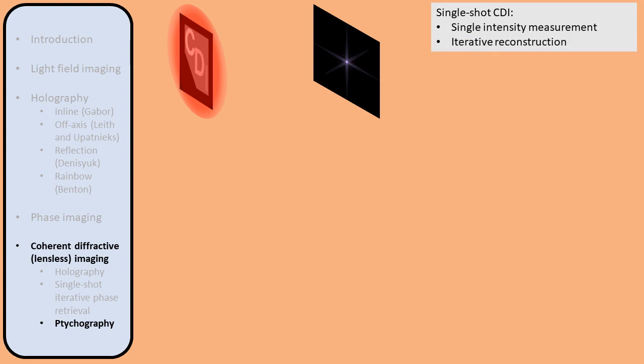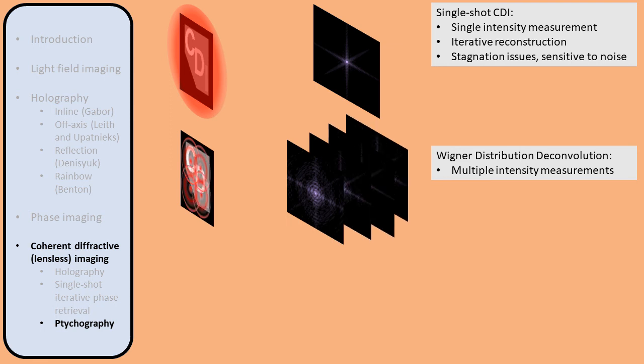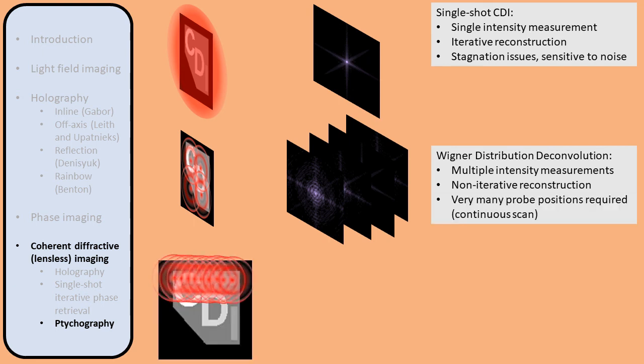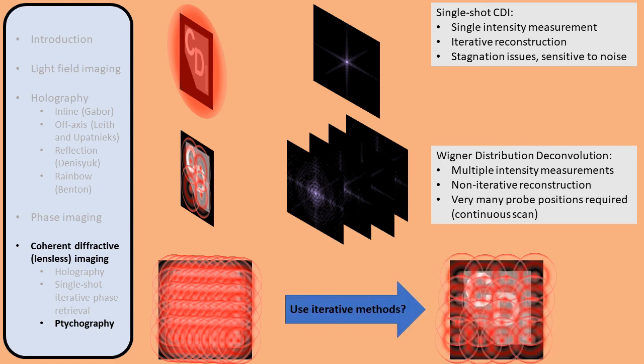So we've seen that with a single intensity measurement and a support constraint, we can reconstruct the object using an iterative reconstruction algorithm, but it may stagnate at a wrong estimate, and it can be unstable in the presence of noise. On the other hand, we have seen a method that requires multiple intensity measurements and gives a reconstruction non-iteratively. The major downside of this approach is that the probe needs to be scanned continuously across the sample, so you'd require extremely many measurements. So the question is, can we combine the best of both methods? That is, can we come up with a method that suffers less from stagnation and noise sensitivity than single-shot CDI, but also requires fewer measurements than the Wigner distribution deconvolution method?